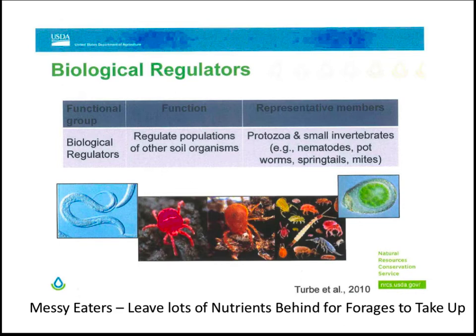Biological regulators, these are organisms that regulate the populations of other smaller organisms. They're preying on them, they're feeding on them. So things like protozoa and small invertebrates, nematodes, springtails, and mites. One of the most important things about these organisms is that they're pretty messy eaters. By messy eaters on an ecological scale, it means that they leave lots of nutrients behind. The nutrients that they leave behind when they're consuming the microorganisms mean that plants can take up those excess nutrients and grow a little bit better. So nematodes and protozoa are actually very good for forage development, for plant development, because of the nutrients they leave behind.